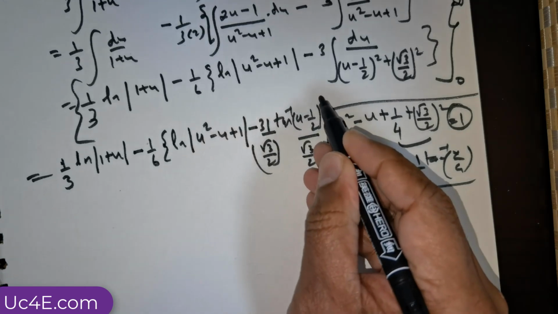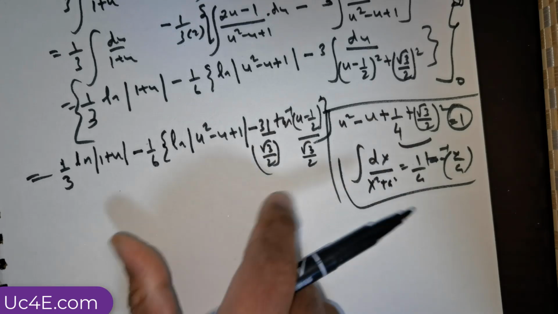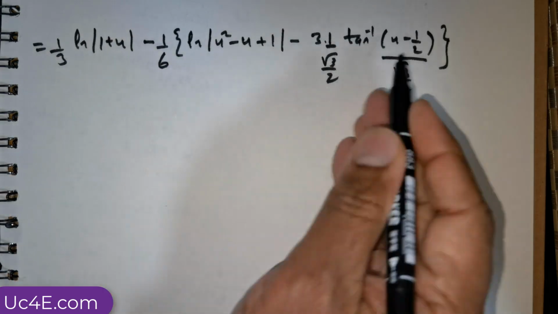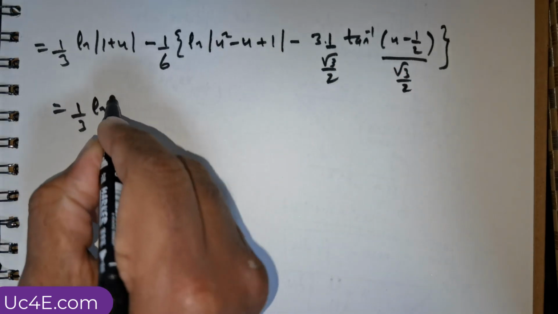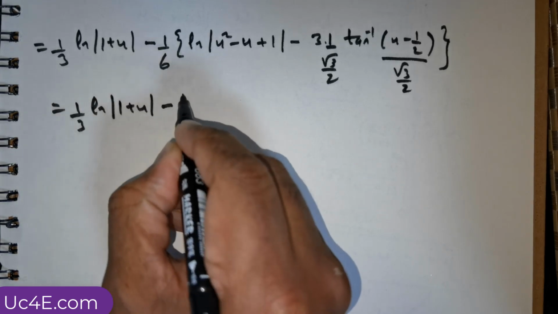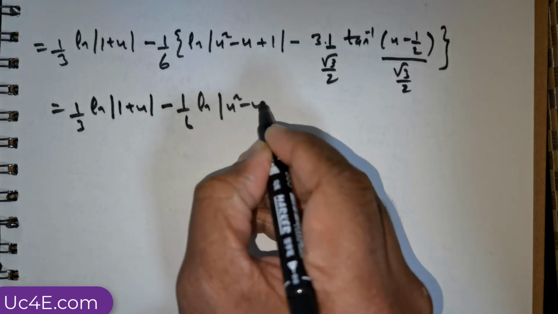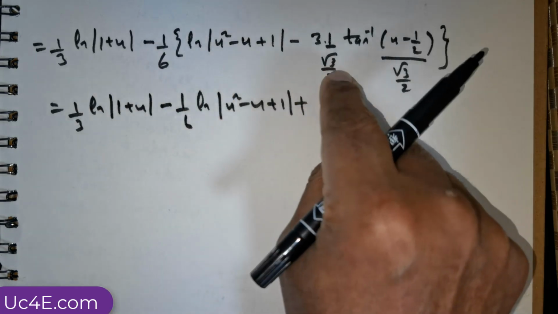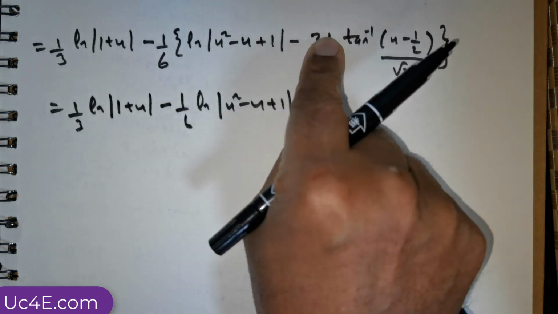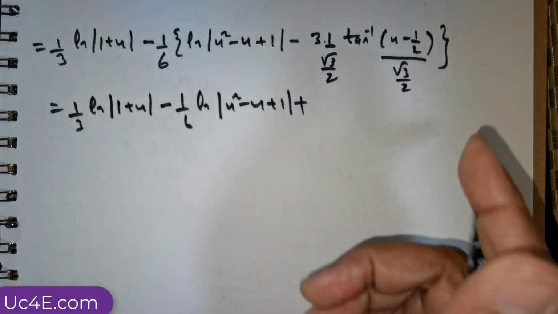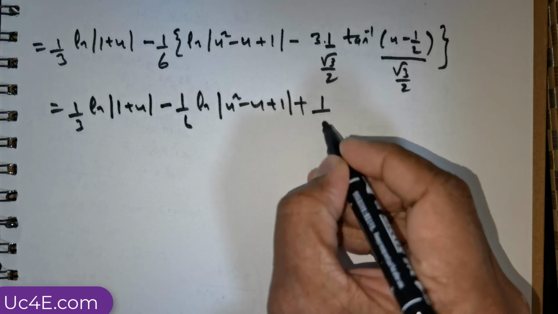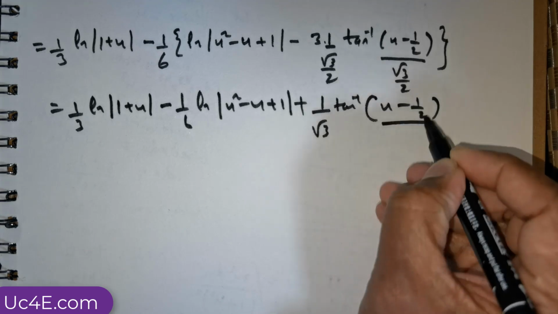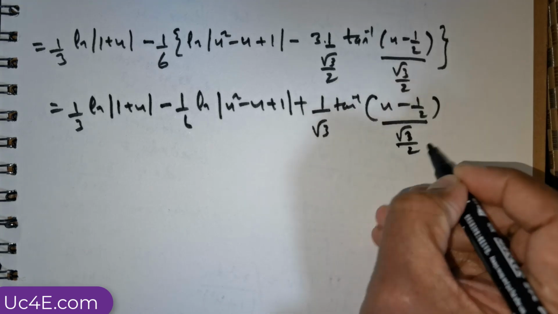So we need to do some simplification. What I wish to do is bring this 1 over 6 inside, so let me distribute that. So this is 1 over 3 times ln modulus of 1 + u, minus 1 over 6 times ln of u² − u + 1. Now negative times negative will become positive. If I flip this, it is 2 times 3, that's 6, so 6 and 6 get cancelled. That leaves us with 1 over √3 tan inverse of (u − 1/2) over √3/2. So this is what I've got.